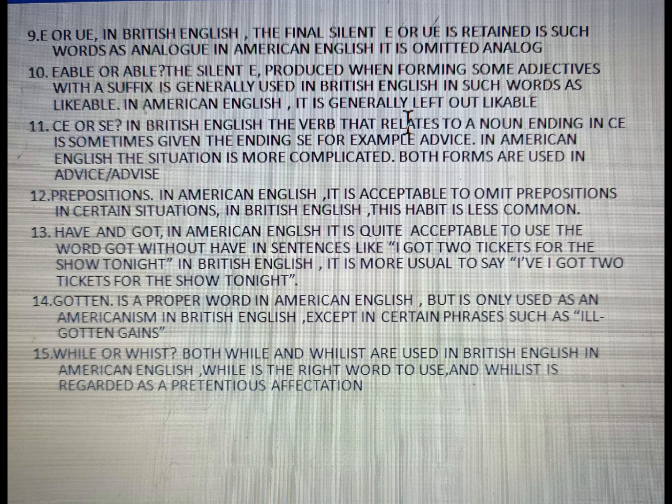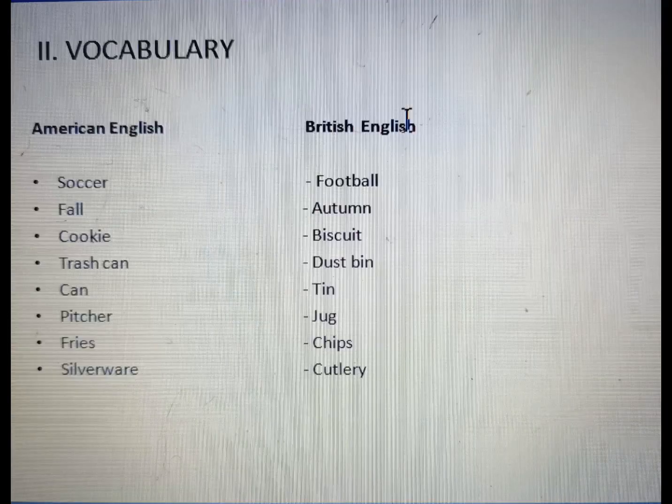While or whilst. Both while and whilst are used in British English. In American English, while is the right word to use, and whilst is regarded as a pretension or affectation. Vocabulary. An example can be seen on the screen.